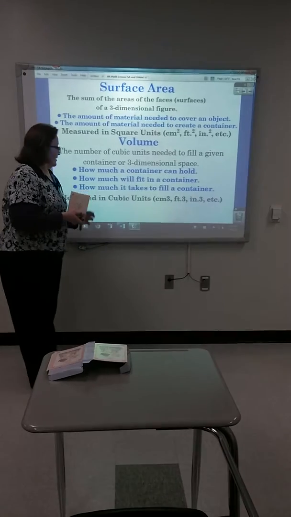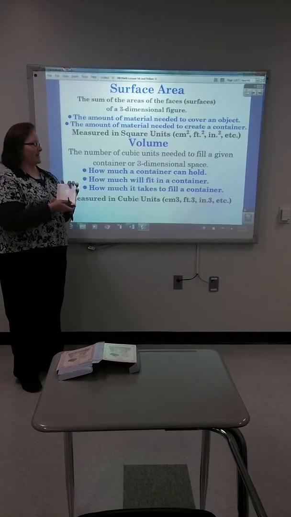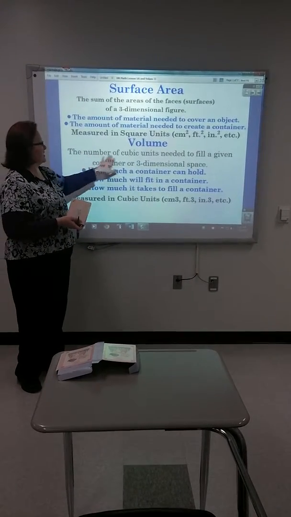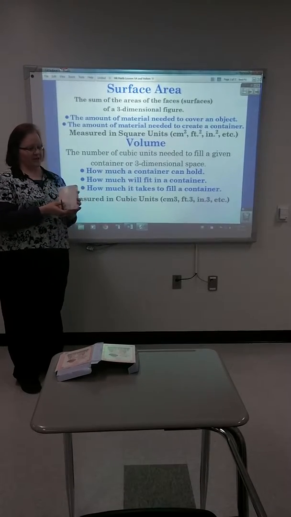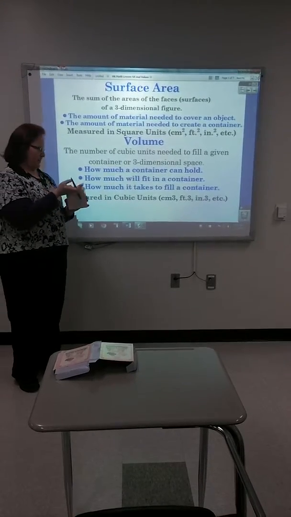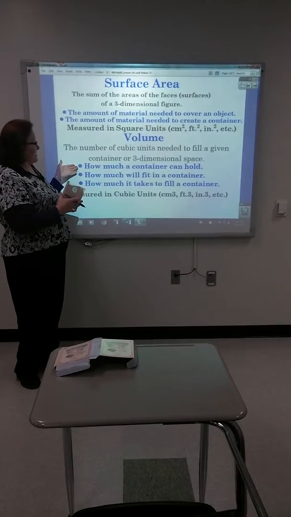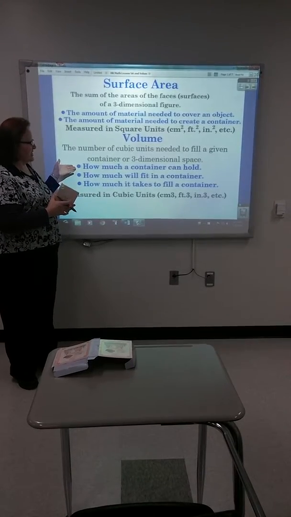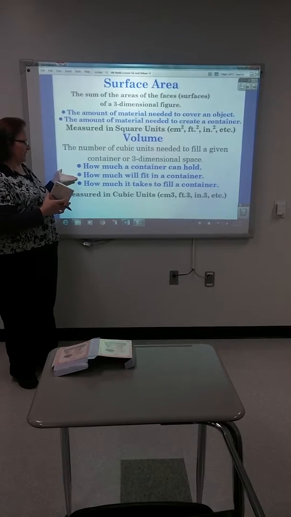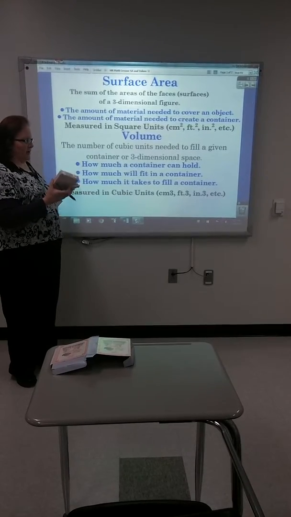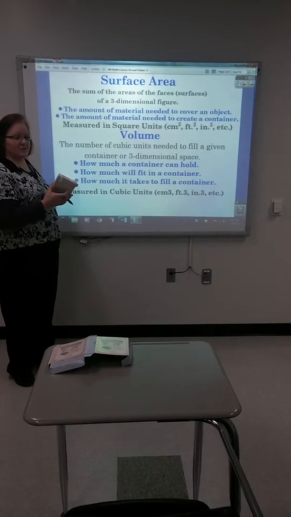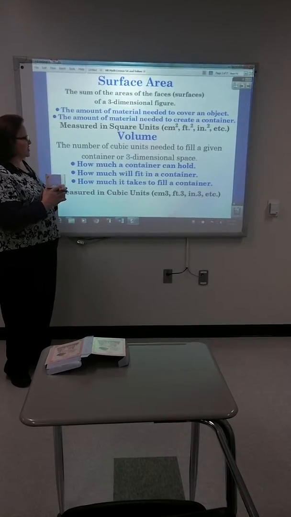That is when it has the capacity to hold, because volume is the number of cubic units needed to fill a given container or three-dimensional space. You are literally filling it up. It could be asked in a number of ways, including how much a container can hold, how much will fit in a container, or how much it takes to fill a container. Frequently, items such as sandboxes and swimming pools are used for these types of questions.